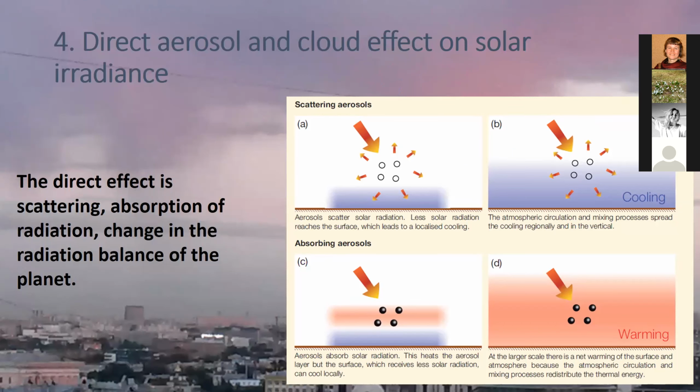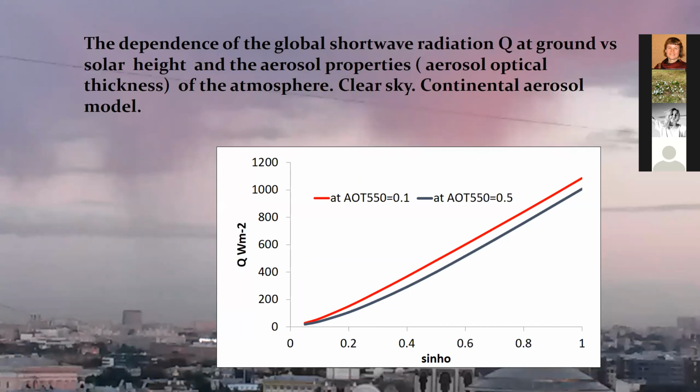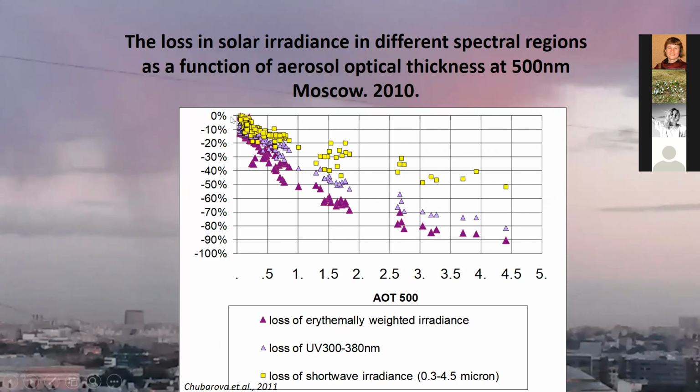And here are just examples of the scattering and absorbing properties in different phases, which may lead to cooling or warming of the atmosphere. And just very briefly on the direct radiative effect of aerosol and cloudiness. The most simple of it is the change of solar irradiance at ground level in clear sky conditions and different aerosol optical thickness. You see that we have much difference in Q at 0.1 or 0.5 aerosol optical thickness. And if we look at the loss of solar irradiance as a function of aerosol optical thickness, we can see a nonlinear dependence on this parameter, which differs for different spectral regions.